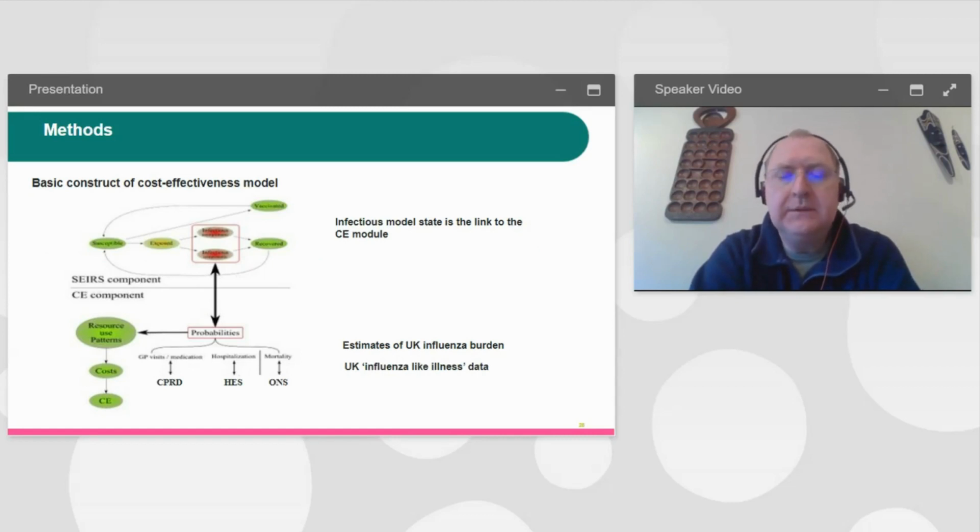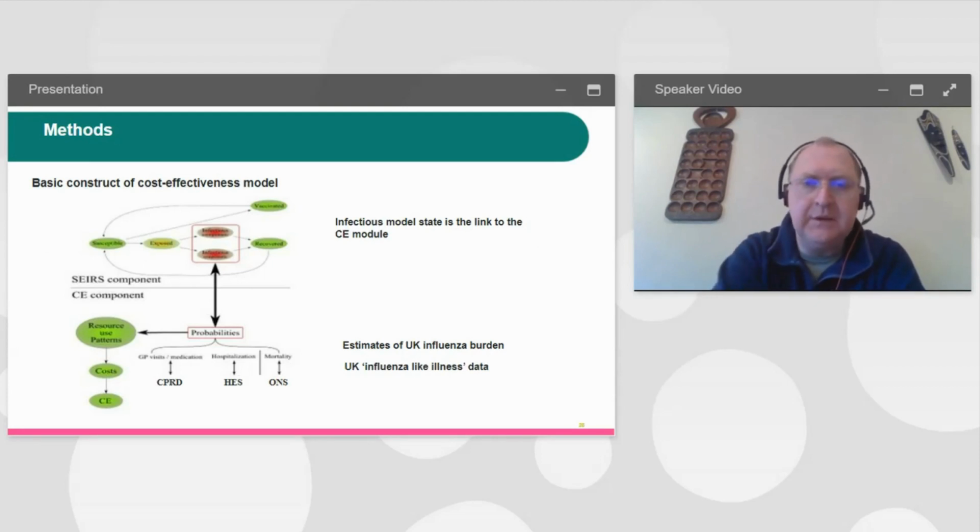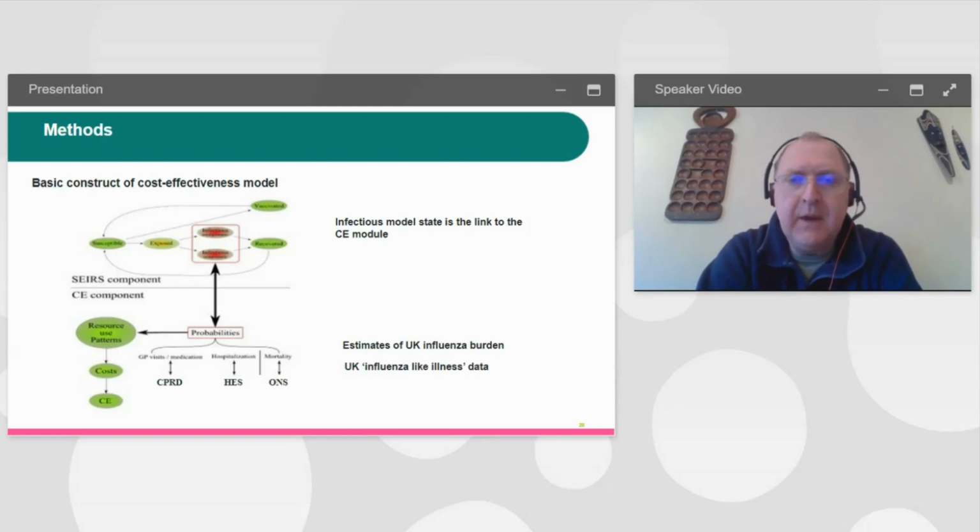So this leads us to the basic structure. The top half of this slide is essentially the mathematical model that we had, and the lower half refers to the real world data that was used to inform this. So we built a model. It was a deterministic compartmental transmission model. So you effectively subdivide the population into a set of classes.